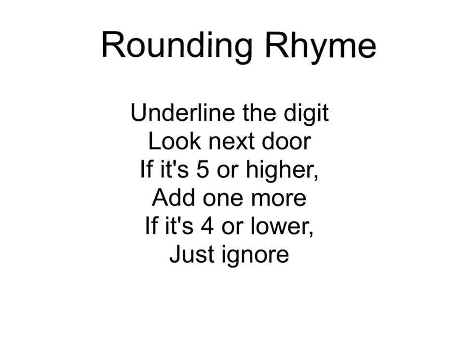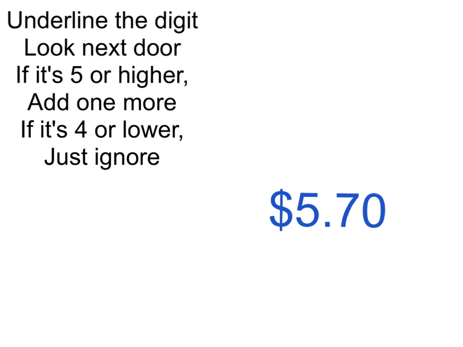Okay, so now we're going to use our rhyme that we just learned to round this amount of money. Is $5.70 closer to $5 or $6? When we use our rhyme and it says underline the digit, that means whatever place you're supposed to be rounding, underline that. I asked you to round to the nearest dollar, which means we need to underline dollars.